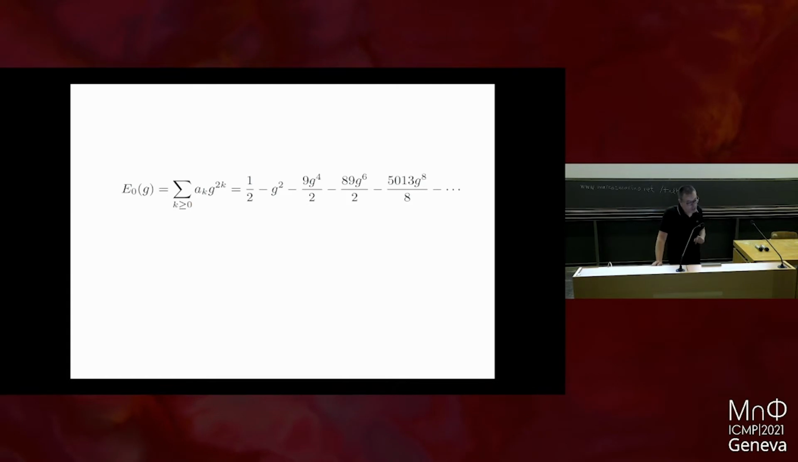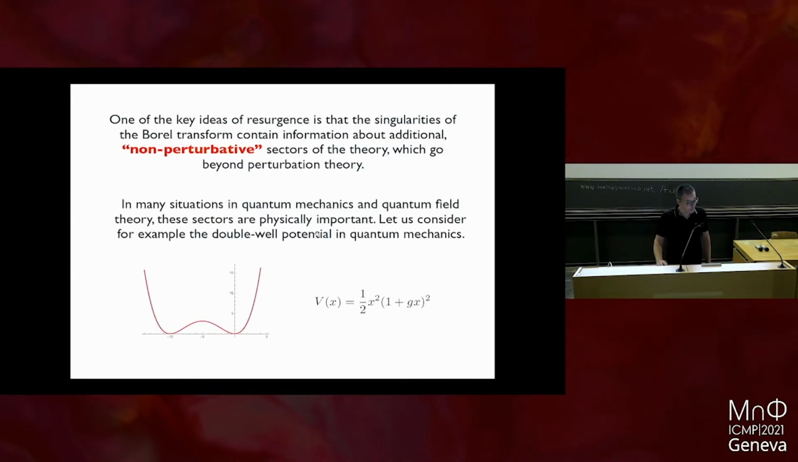So what happens now with this series is the following. If you do a Borel transform of this series and you look at the singularities in the Borel plane, you will find actually that these singularities tell you about some physics of the problem that is completely invisible in this approach. And the physics that you would find if you do the Borel transform of this series is actually the physics of quantum tunneling.